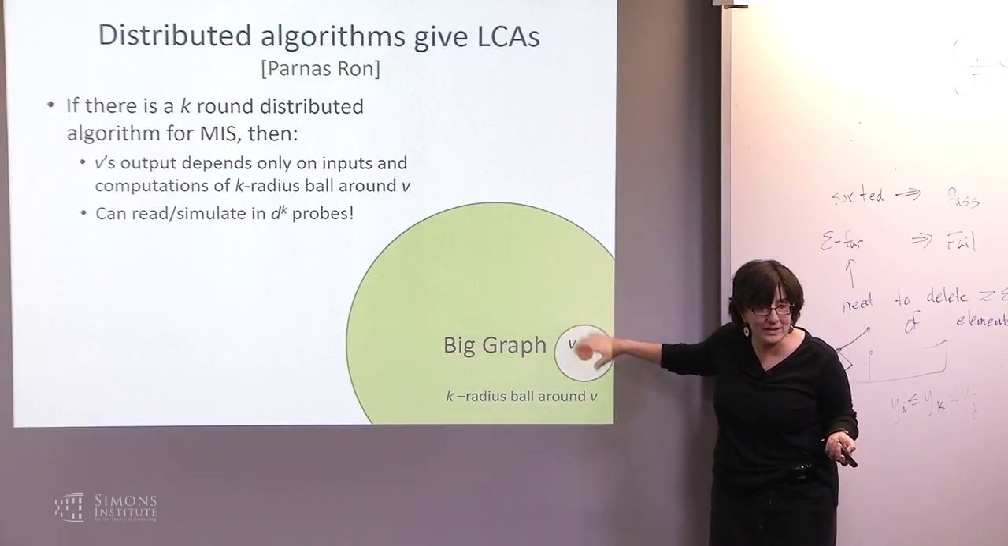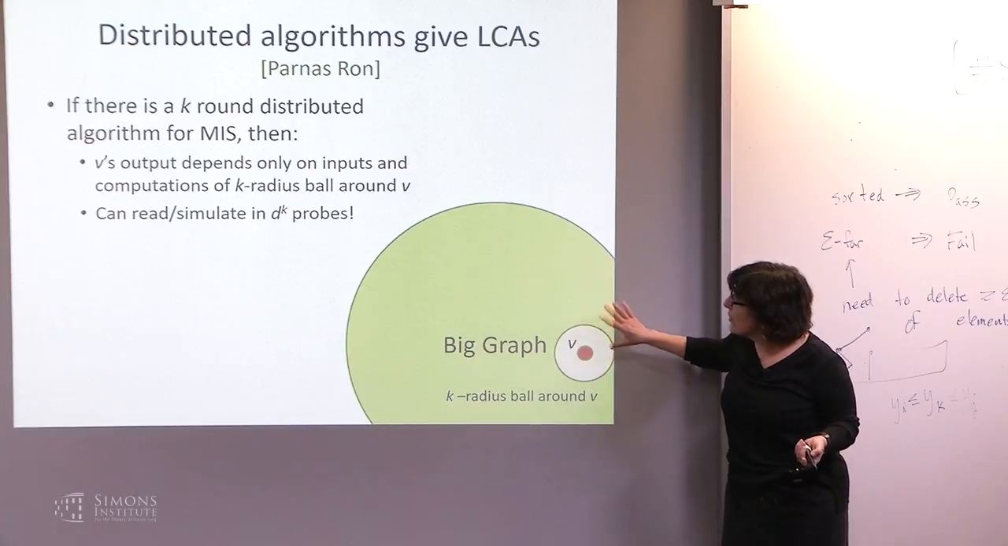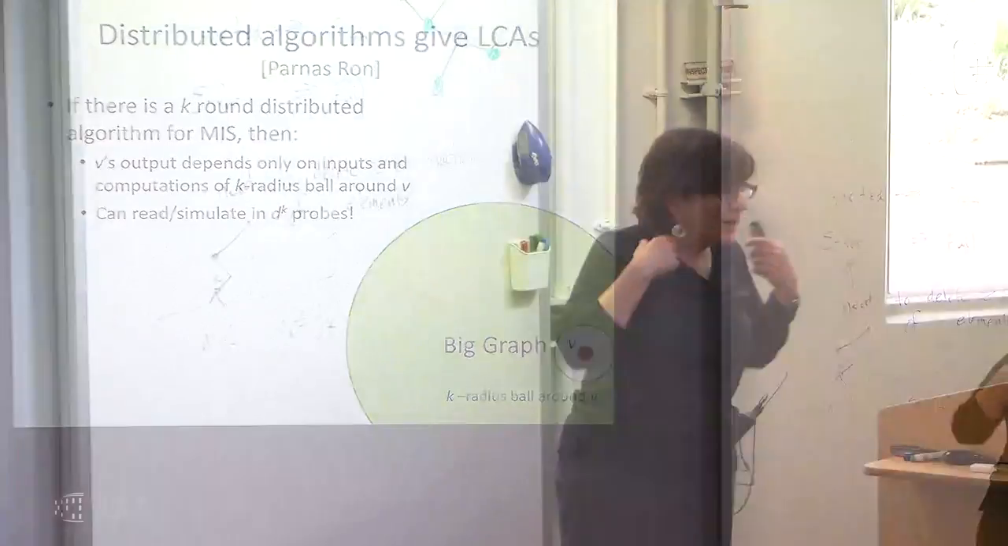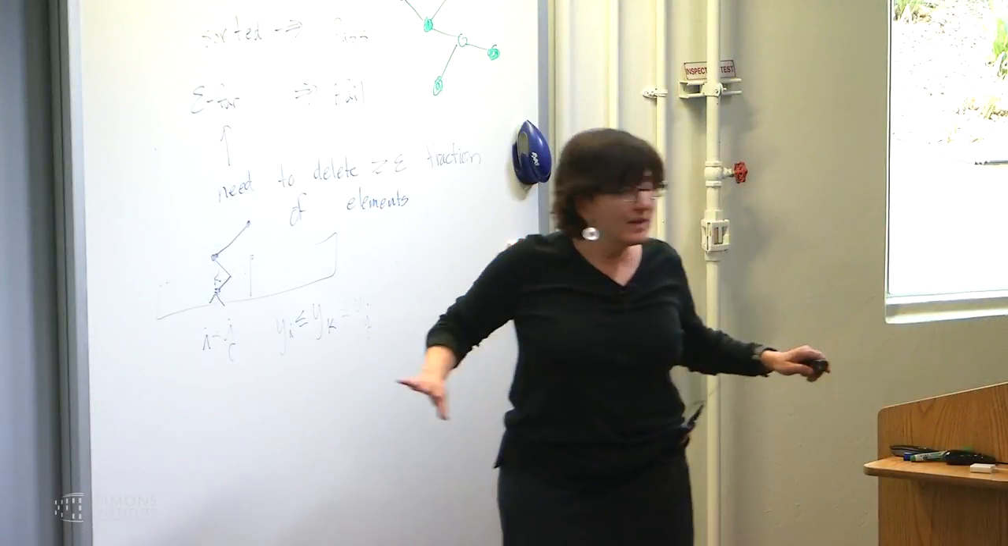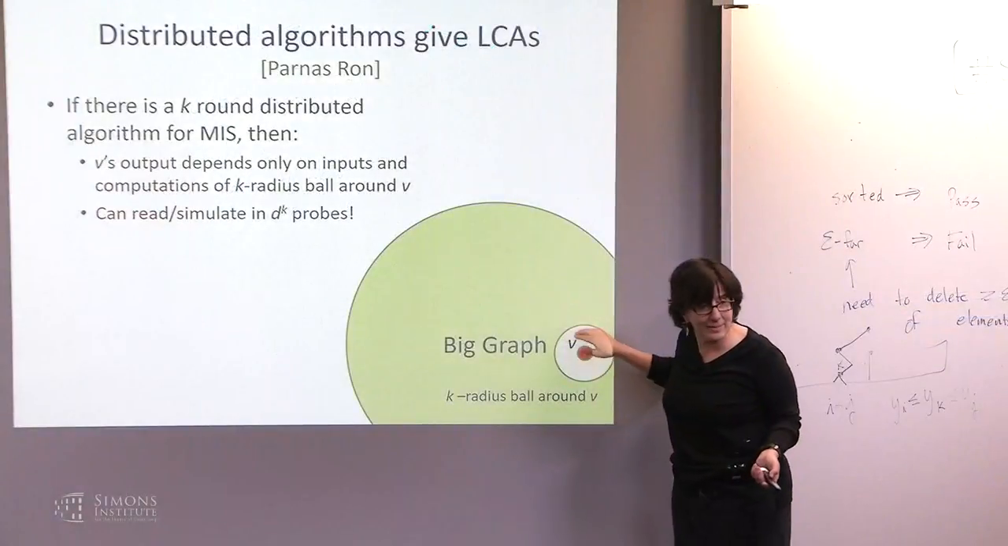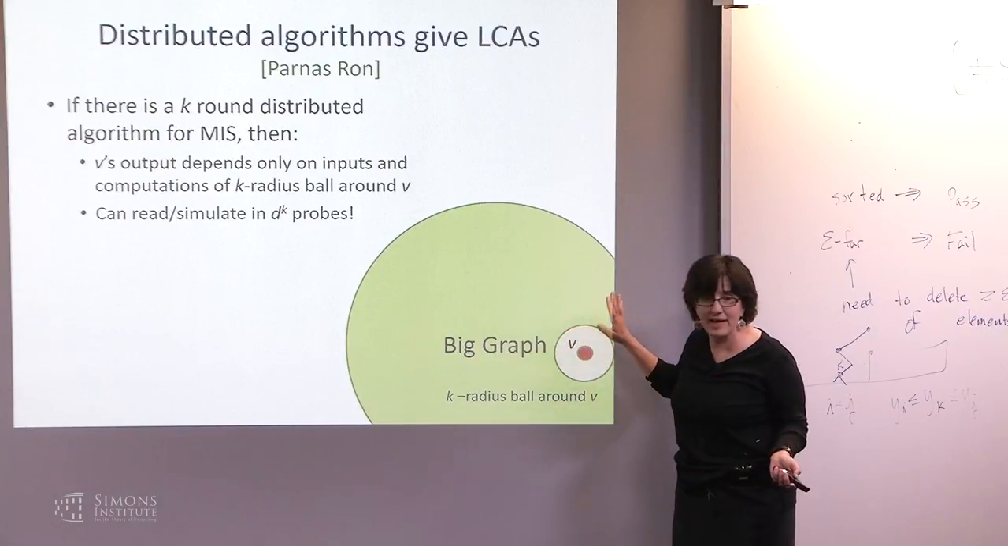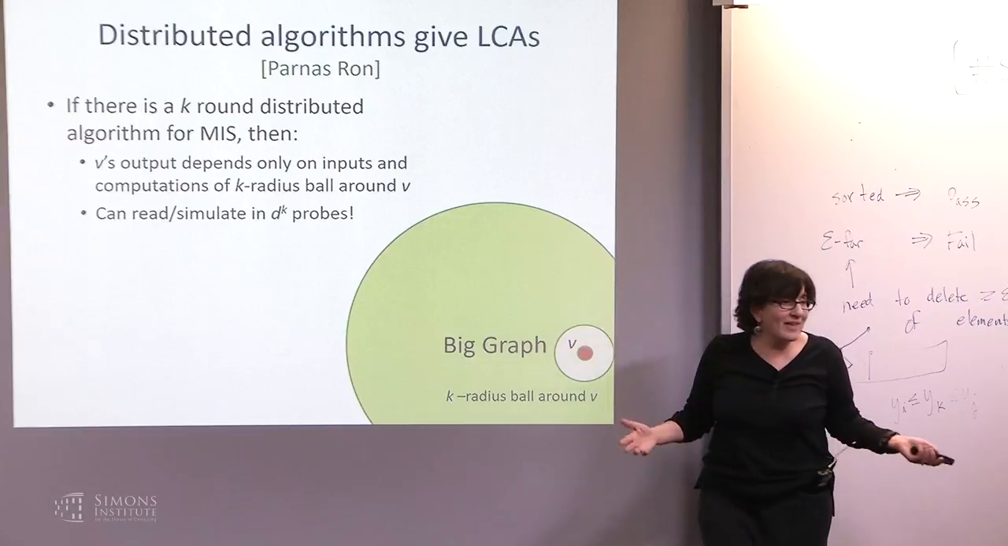That's how big this ball is. Okay? So I can read and simulate the whole distributed computation by myself without the help of my neighbors, just by going there because I have random access. I can go read their values and figure it out all by myself in d to the k probes. And you would say, okay, that's exponential.